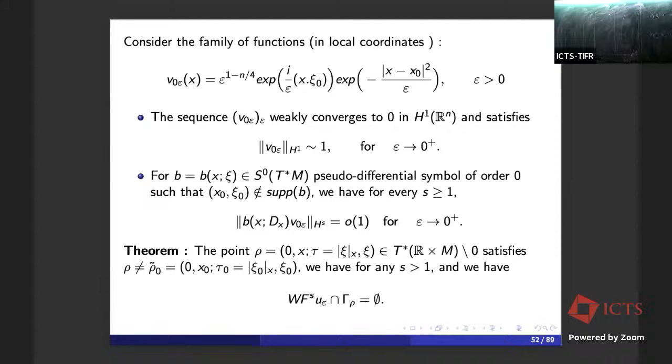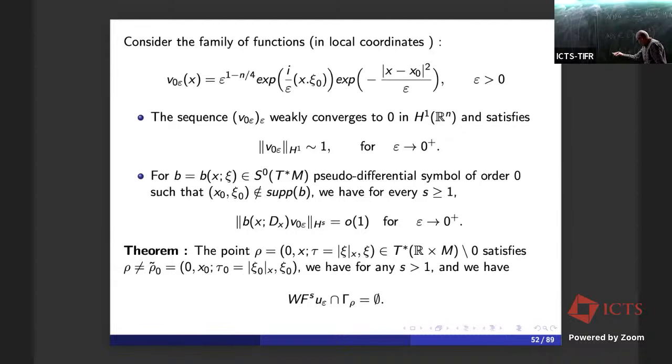So you have to think in x and xi. Okay, so at t equal to zero, if you follow this bicharacteristic curve backward in time, we'll be at a point that is different. You will arrive at, say, (xf, xif), which is different from (x0, xi0), if xif is different from xi0. It's very easy because you have two different microlocal directions.